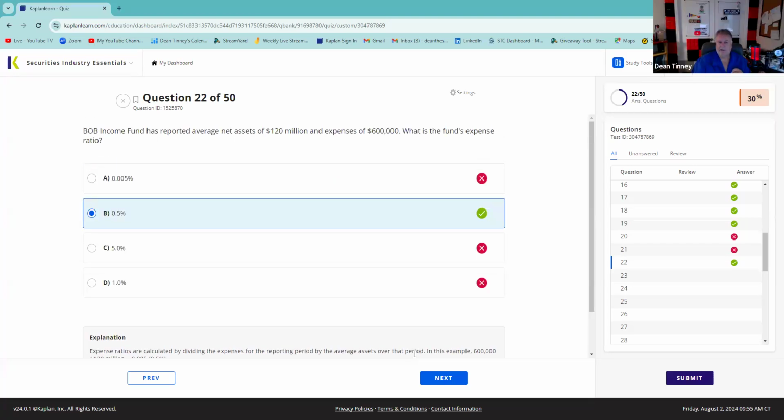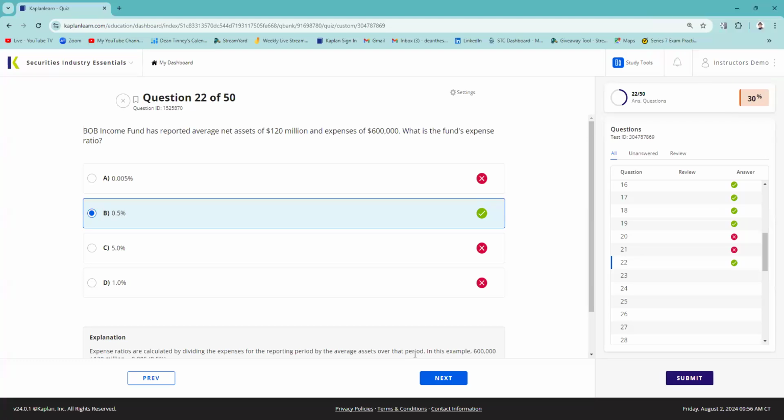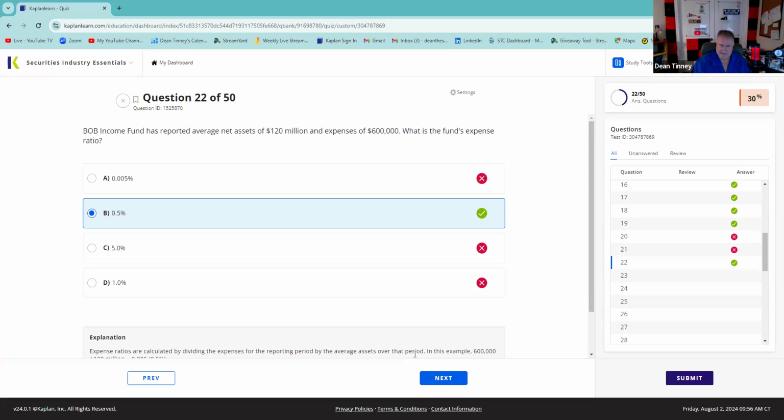Okay, let me take a look at this. 600,000 and I divide by the 120 million. I say of the 120 million, 600,000 is getting eaten up in expenses. So 600 divided by 120. So one half of 1% is actually the expense ratio.